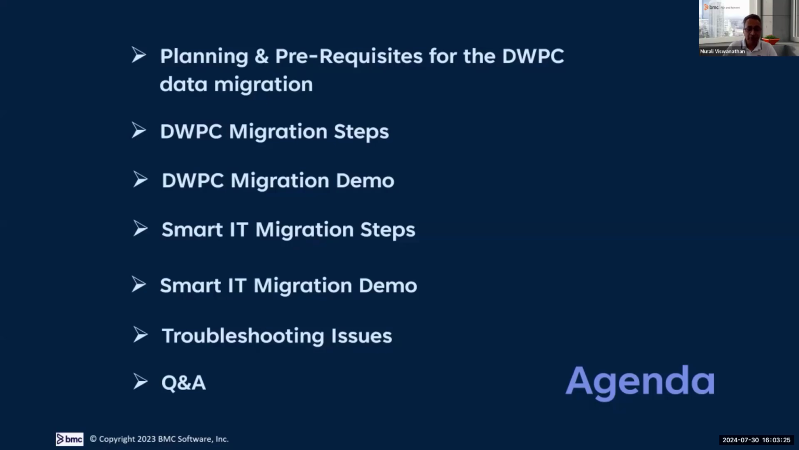The topic is about using our HDM tool, Helix Data Manager tool, to migrate DWP catalog and Smart-IT data. We'll be looking at some planning and prerequisite steps, followed by DWPC migration steps, and followed by a demo. Same thing for Smart-IT: we look at the steps and demo, and then finally we'll also share some common troubleshooting issues and resolutions, and then we'll go for Q&A.